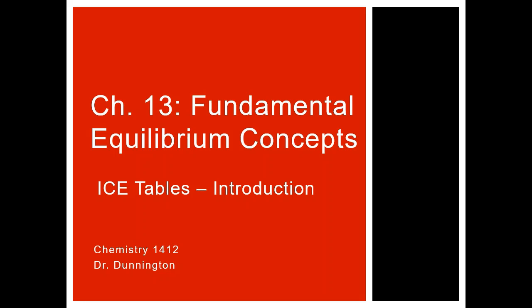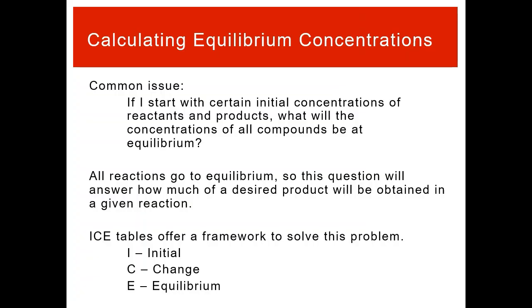Now we want to move into the last big piece of chapter 13, which is the idea of an ICE table. When we're talking about equilibrium, we've talked about what it means for a system to be in equilibrium, how we can control equilibrium, but now we want to talk about how we actually predict amounts.